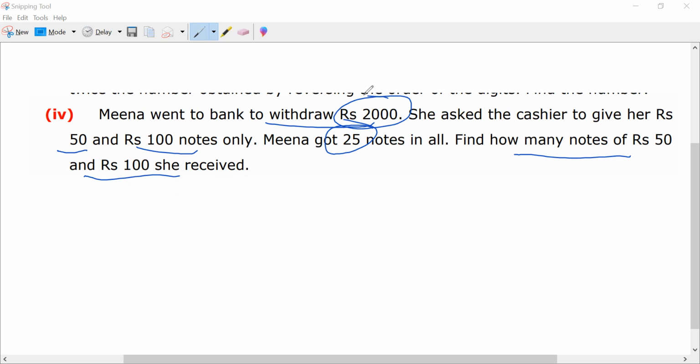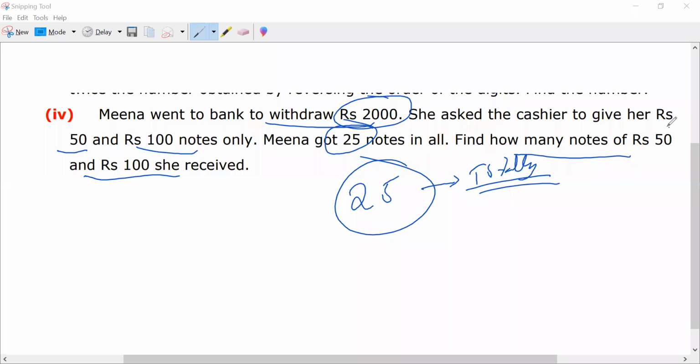2000 rupees. So now, how many notes did she get totally? 25. So just by using common sense, she got 25 notes totally. Correct? How many rupees 50 and rupees 100 notes she received? That's the question here.